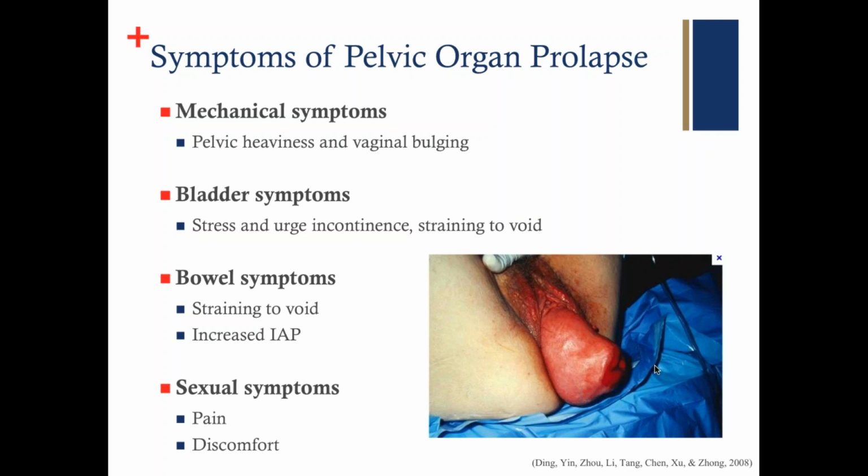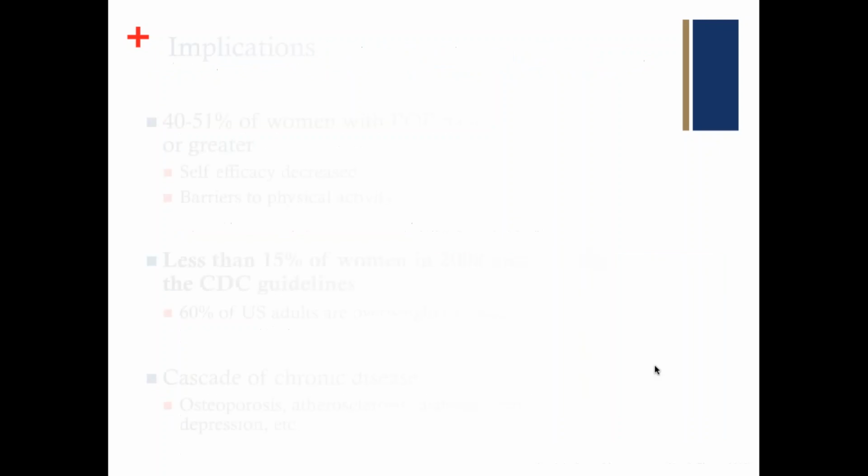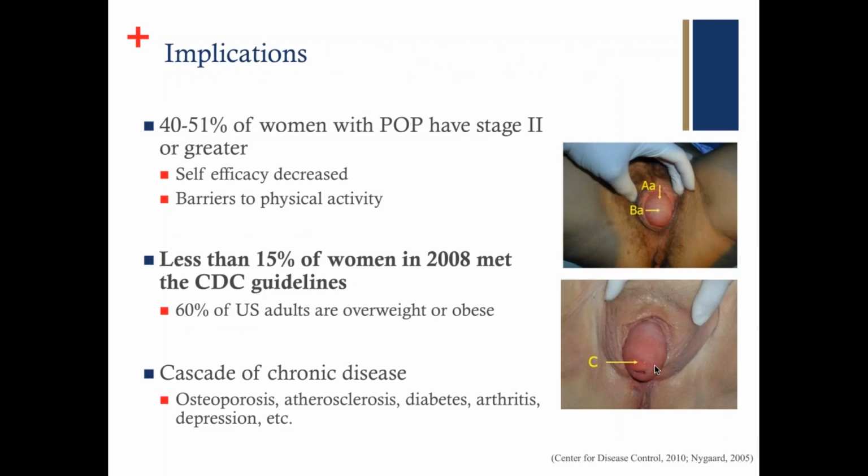Bowel symptoms such as straining to void. I didn't write it out completely, but the acronym here, IAP, stands for increased intra-abdominal pressure, meaning really having to push and strain to void the bowels. Sexual symptoms such as pain and discomfort are common. So what are the implications? Well, here we're showing different stages, but 40 to 51% of women with pelvic organ prolapse have stage 2 or greater.